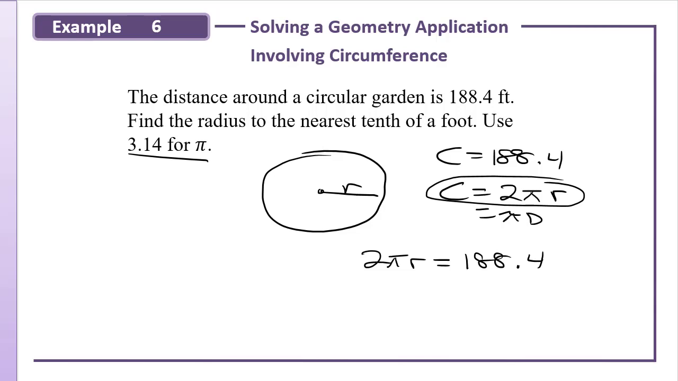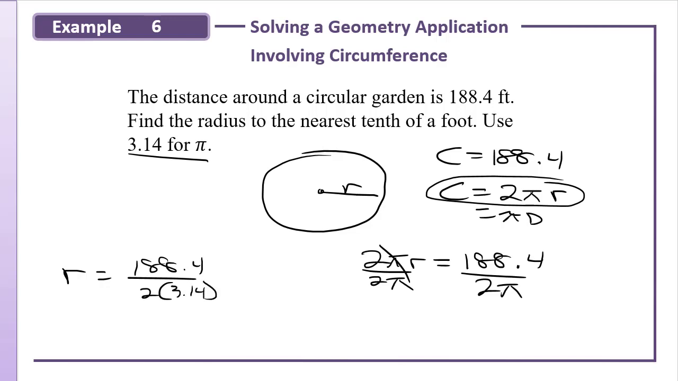188.4. We've got to solve for r, so we can divide both sides by 2 pi, because 2 pi is just a number, right? Pi is just a number, 3.14. So r equals 188.4 over 2, and then we've got to put in the 3.14 here, and then do the math, and that will give us the radius that we're looking for.